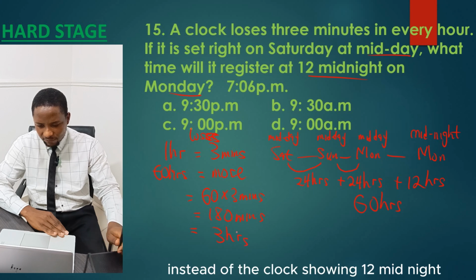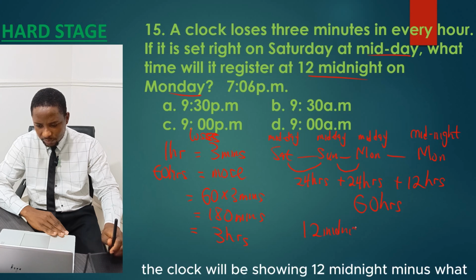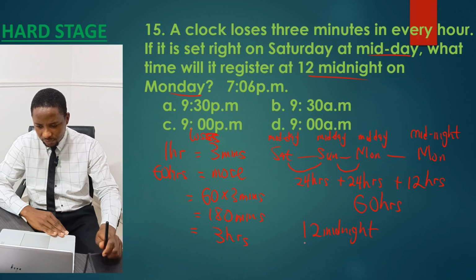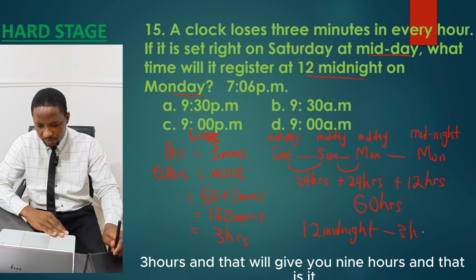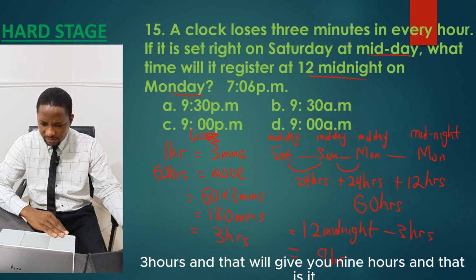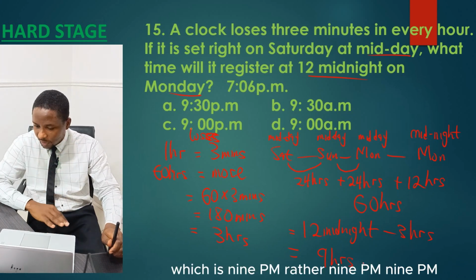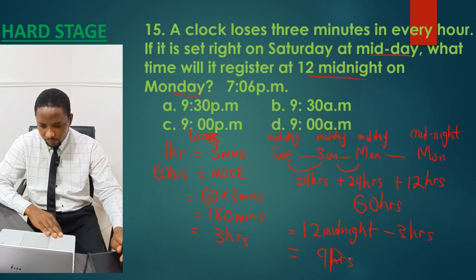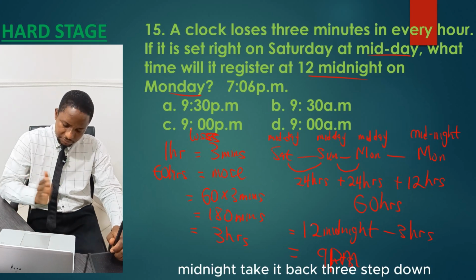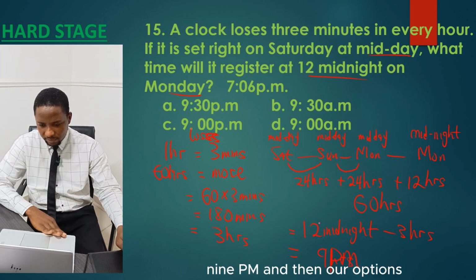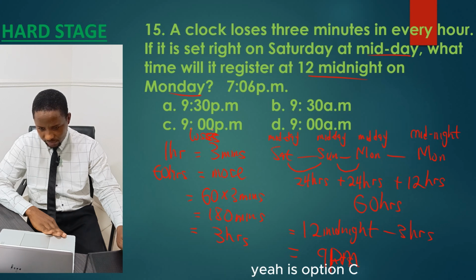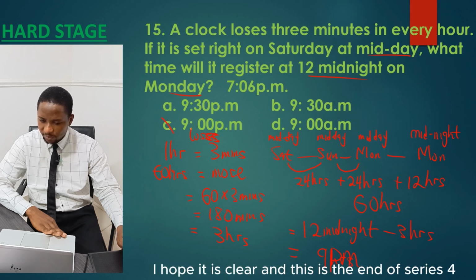So meaning instead of the clock showing 12 midnight, the clock will be showing 12 midnight minus what? 3 hours. And that will give you 9 hours. And that is it, which is 9 p.m. Midnight, take it back 3 steps, that's 9 p.m. And then our option here is option C. I hope it is clear.